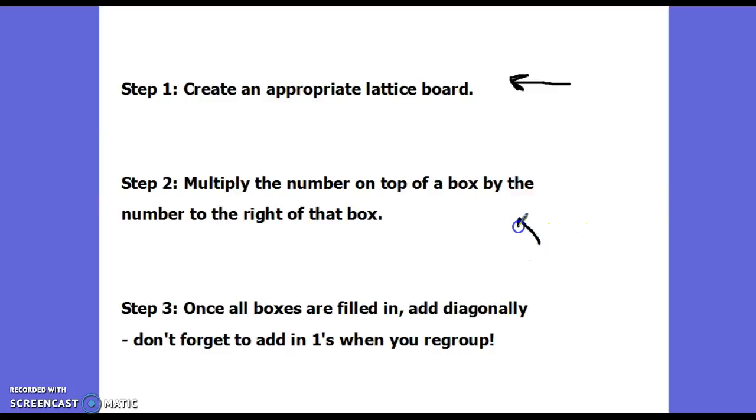Then, once you have created that appropriate board, you are going to multiply the two numbers on top of the box by the numbers to the right of the box. I'll show you how to make sure you know exactly where the numbers are going to go. And then finally, once all of the boxes are filled in with multiplication, it's time to add diagonally. And again, I remind students, don't forget that when they regroup, they must also add those ones. So let's take a look at these steps in action with a couple of examples.